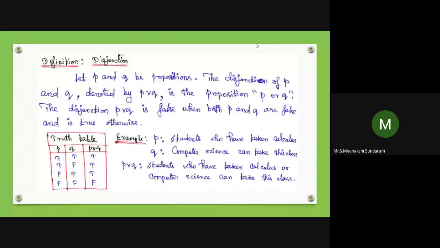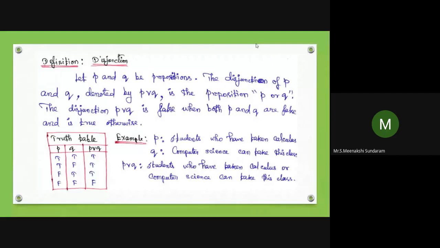The disjunction of P and Q, denoted by P disjunction Q, is the proposition P or Q. The disjunction is false when both inputs are false. Disjunction means if both inputs are false, then only it is false, otherwise if one of the inputs is true, we can say it is true. Conjunction means if one of the inputs is false, the output is false. Disjunction means if one of the inputs is true, the output is true. That's all. Both inputs false, then only it is false. All the other cases are true.